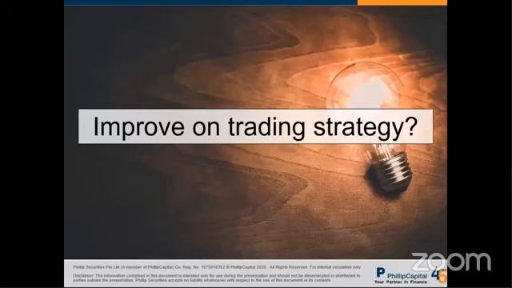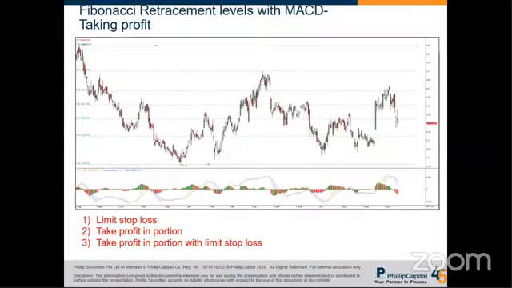So many people think about how to further improve on this trading strategy, because you have stop loss, you have risk reward ratio, and also winning ratio. There are further strategies that help you improve your trading strategy. There are 3 different strategies. First one, the stop loss order. Another one is taking profit in portions. And also take profit with stop loss. So we show this example.